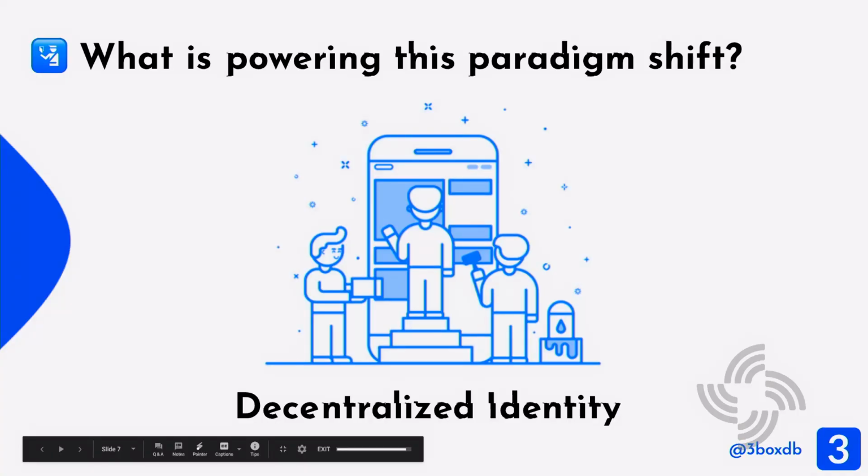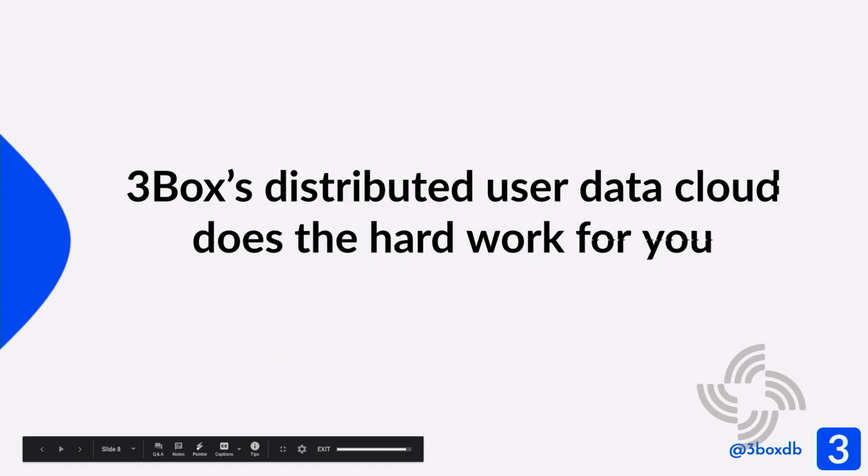So the technology, the movement that's kind of powering this, is decentralized identity, and this is the sphere that we're working in at 3Box. So at 3Box, we have a user data cloud, and this can take a lot of the hard work out from you from managing user data.